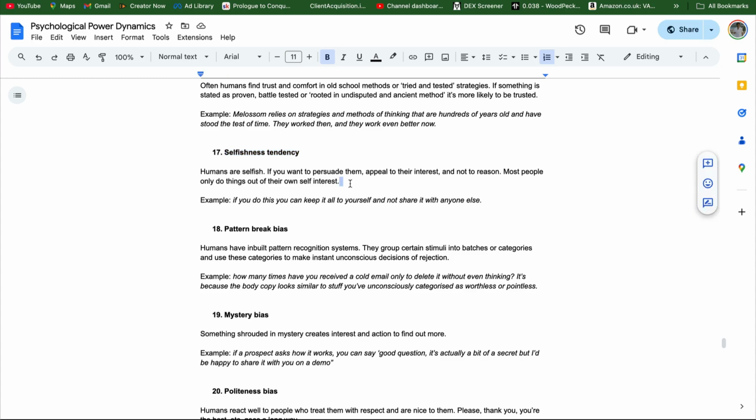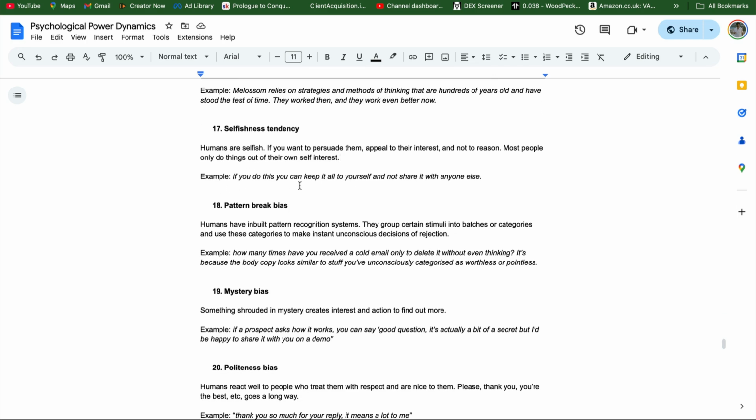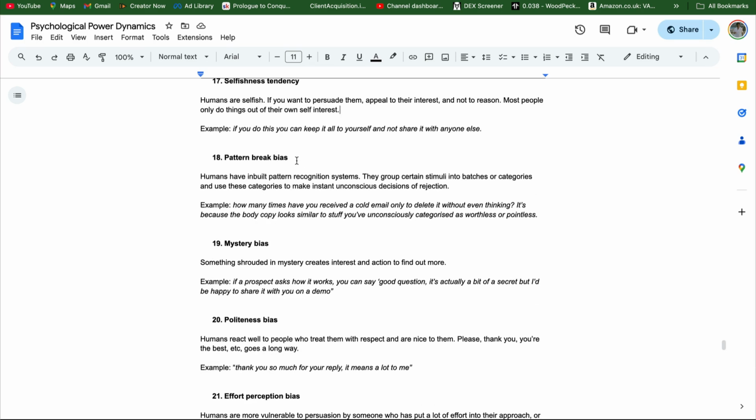17, selfishness tendency. Humans are selfish. If you want to persuade them, appeal to their interest and not to reason, most people only do things out of their own self interest. Example, if you do this, you can keep it all yourself and not share it with anyone else.